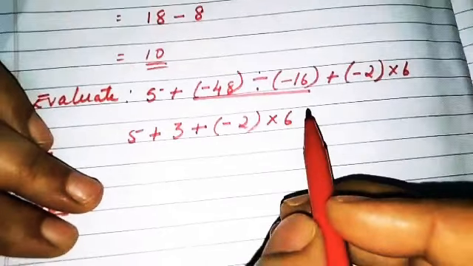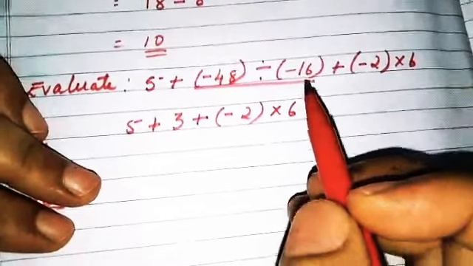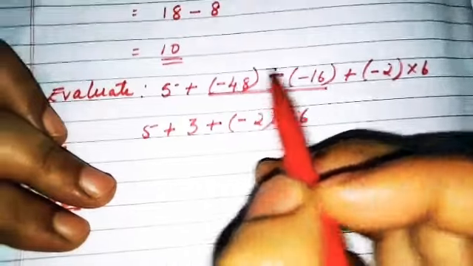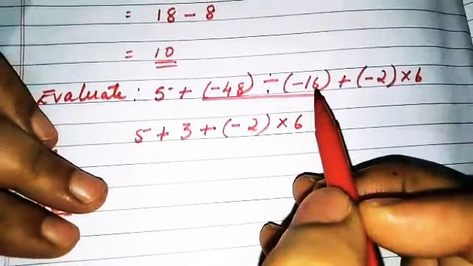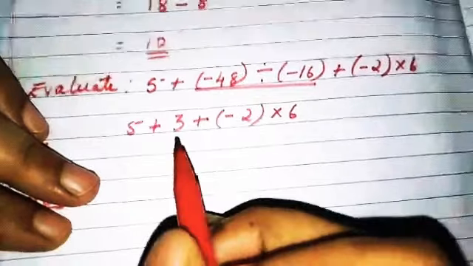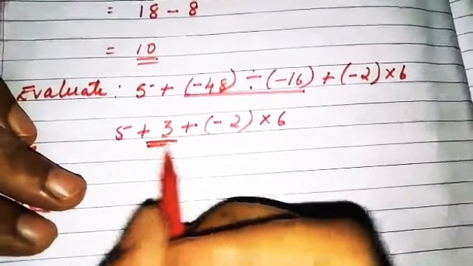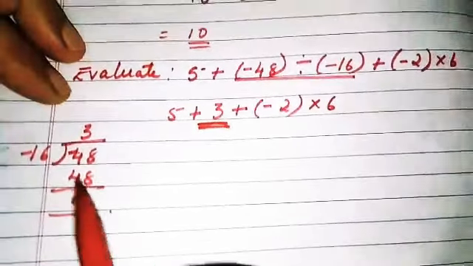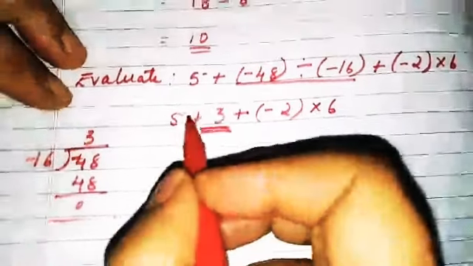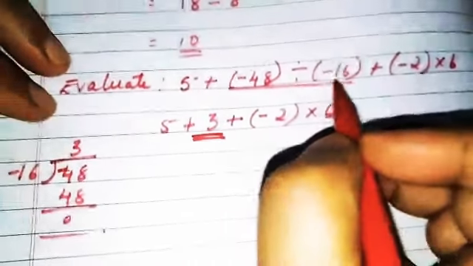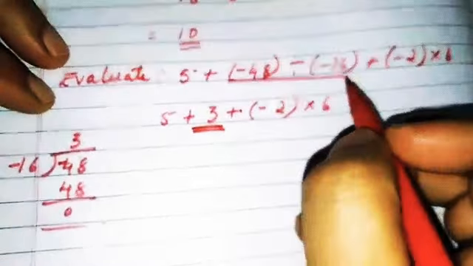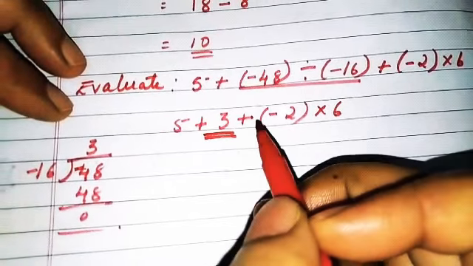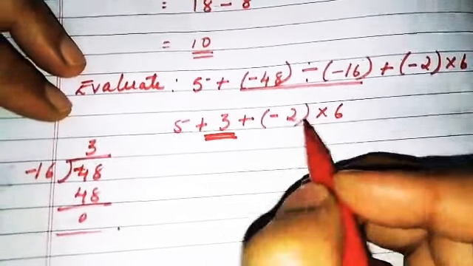So if you remember, one of the properties of division which I taught you in the last video, it was that a negative integer divided by another negative integer of the same sign gives us a positive integer, that is 3. So minus 48 divided by minus 16 gives us 3, or plus 3. So 5 plus 3, and the rest of the numbers, let's write it down as it is, plus into minus 2 into 6.